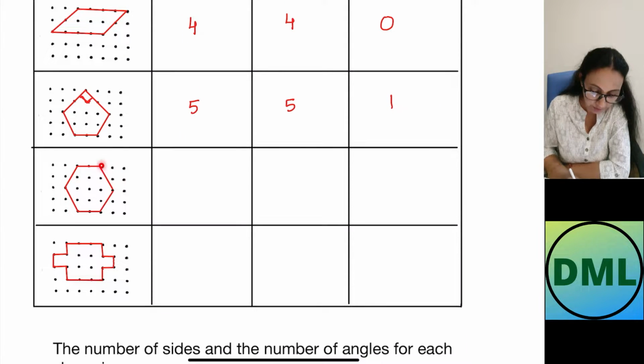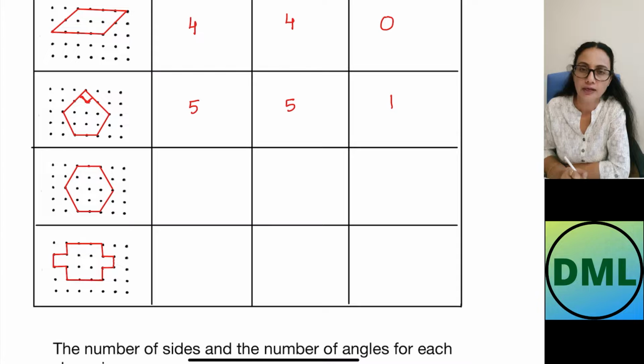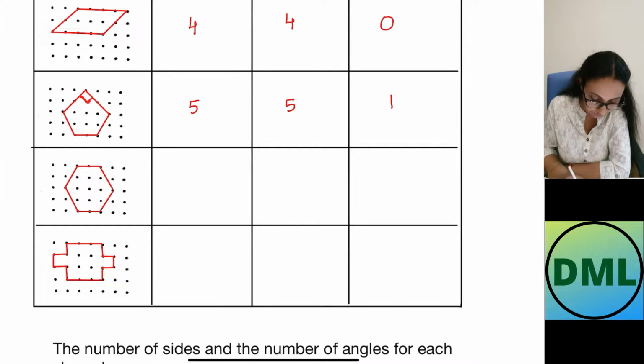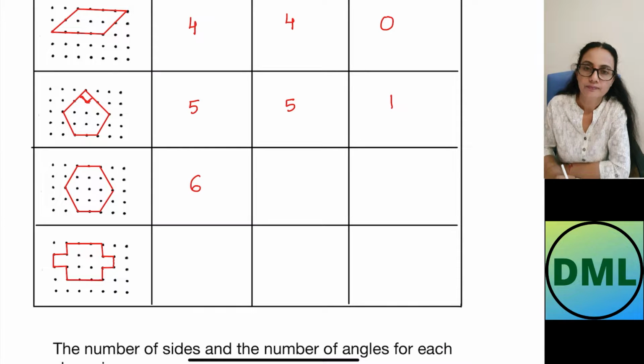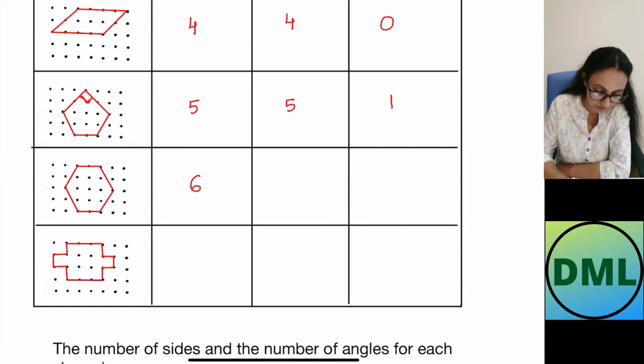Let's see our next shape here. This is our shape. How many sides do we have? 6, right? 1, 2, 3, 4, 5, 6 sides we have. Let's write down the value here, 6. How many angles do we have? 6, right? 1, 2, 3, 4, 5 and 6 angles we have. Let's write down the value here.